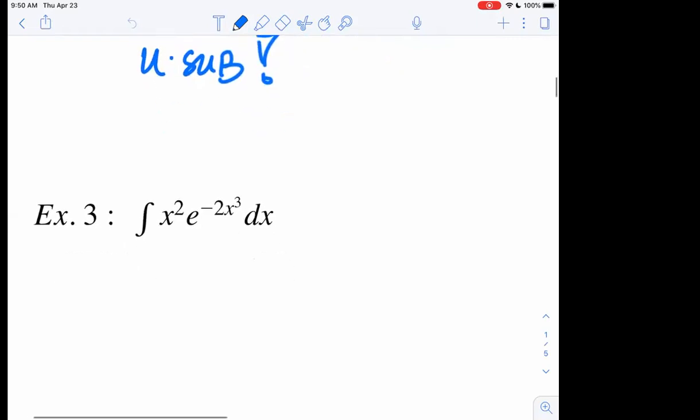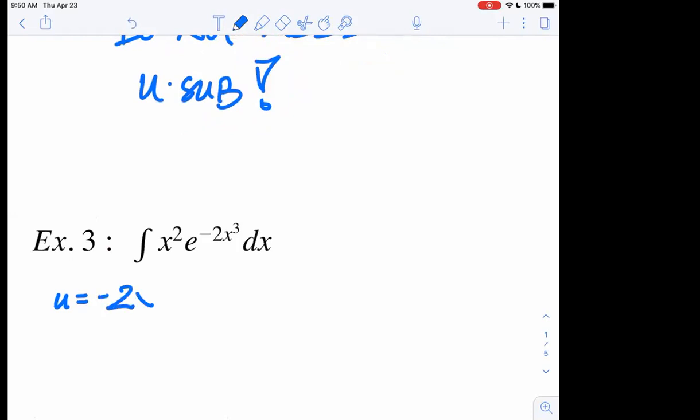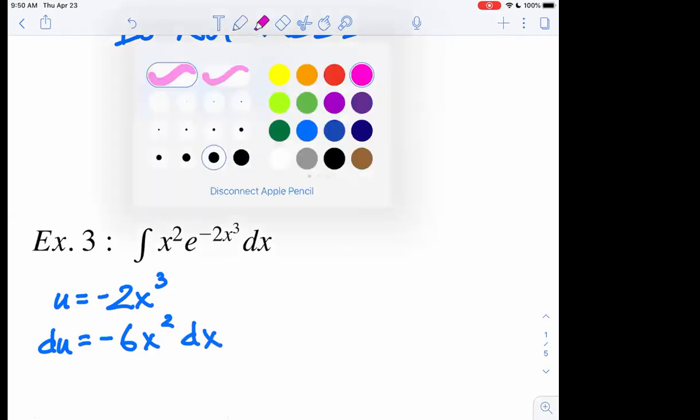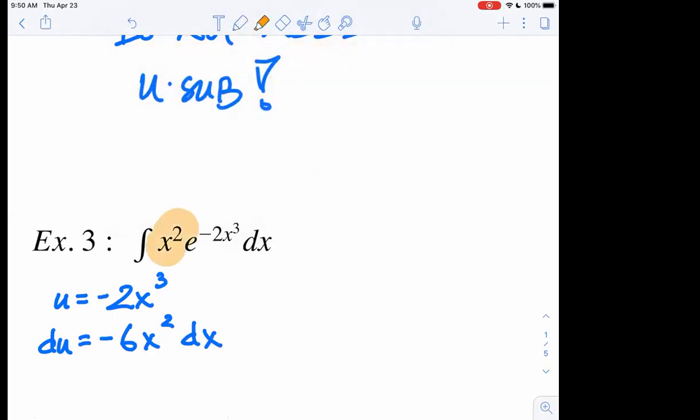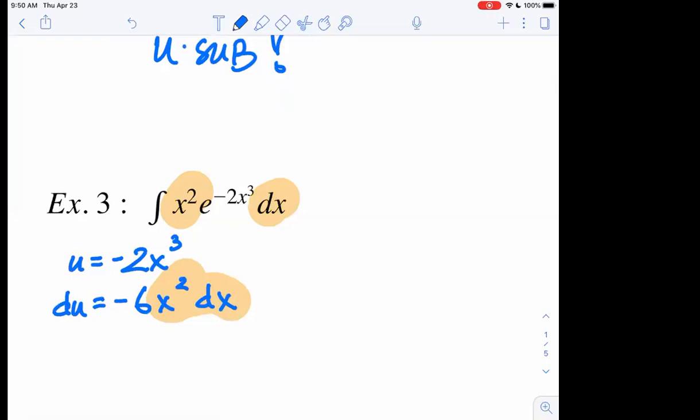So let's take a look at example number 3. Any guesses for what we would put for our u here? Negative 2x cubed. Perfect. That negative 2x cubed. All right, that's going to make our du equal to negative 6x squared dx. And when I look at my equation, I have an x squared dx, so that'll take care of this part. That means I need to divide that negative 6 to the other side. So negative 1/6 du equals x squared dx.